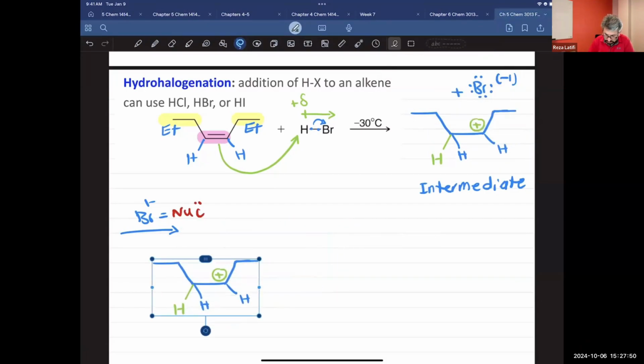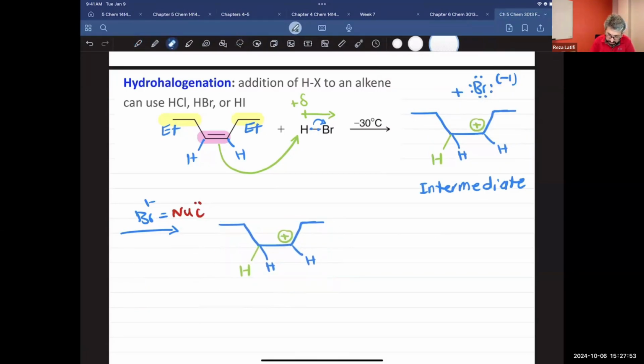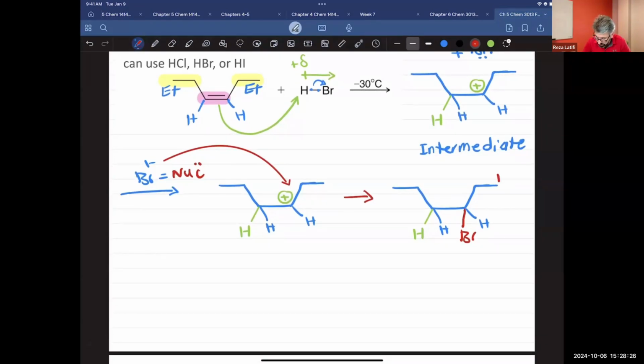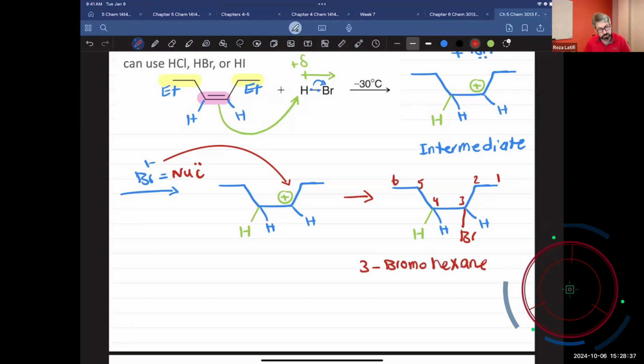Next step, as I said, bromide will be added to this carbon, and the final product will be this one. Now the positive charge is gone. We don't have a positive charge anymore, and bromide will be added there. Here we go. Now I've got bromide. As you see, bromide can be added to any carbon. It doesn't matter. Anywhere you add the bromide, the product will be this. It will be 1, 2, 3, 4, 5, 6: 3-bromohexane. So the product will be the same. It's going to be 3-bromohexane.